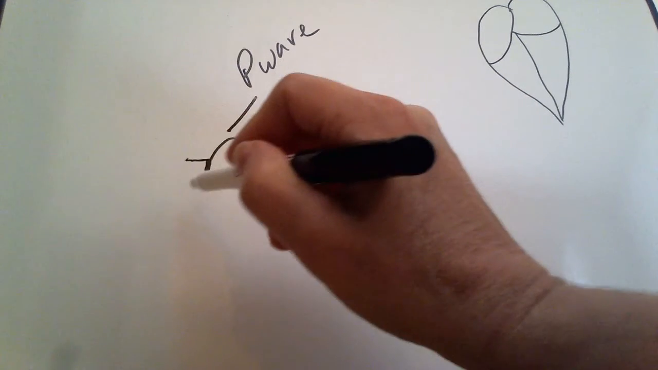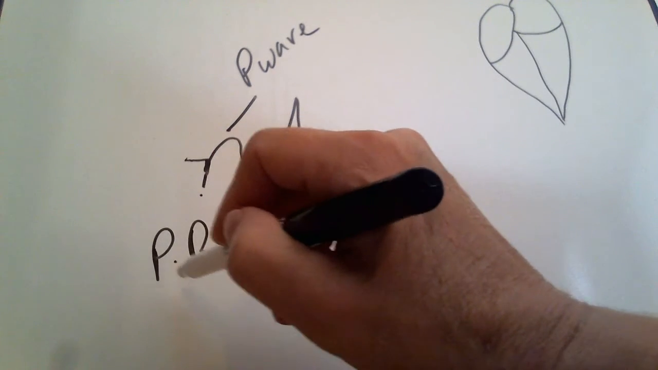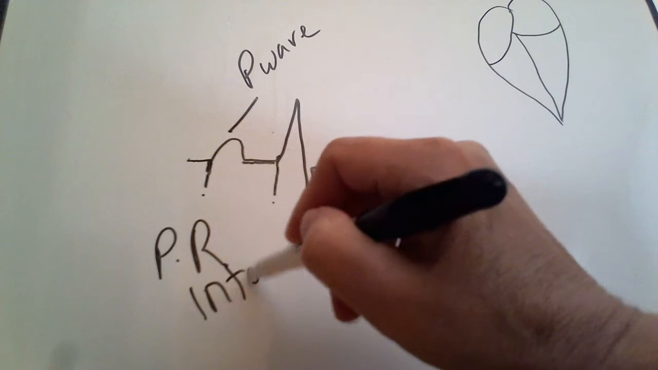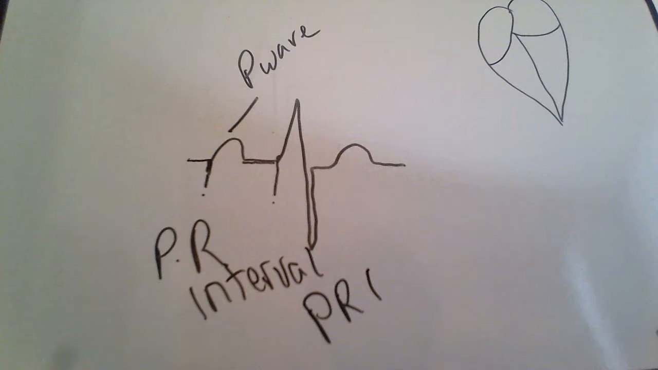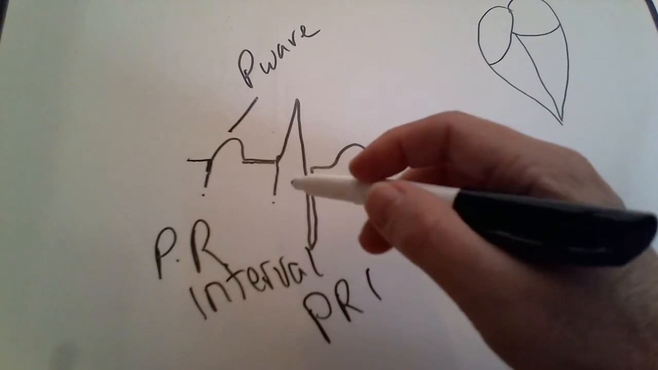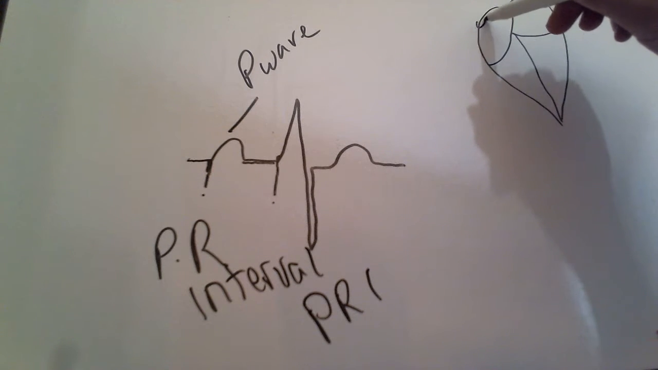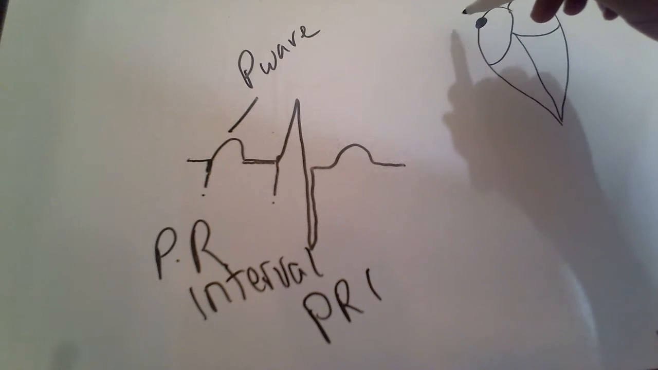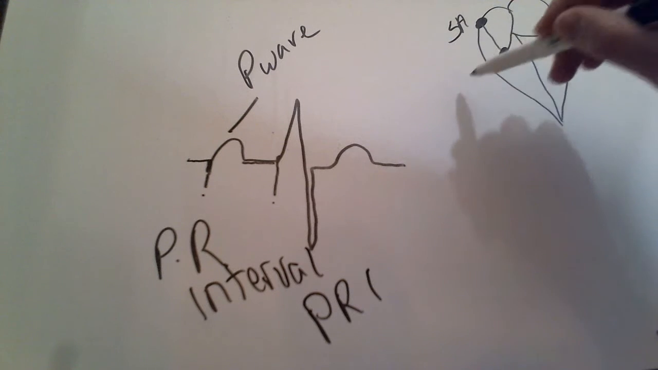That is called, from here to here, the PR interval. Some people call it a PRI, PRI for short, PR interval. And what the PR interval represents on the EKG is the amount of time the complex that is started in the SA node travels from the SA node to the AV node.